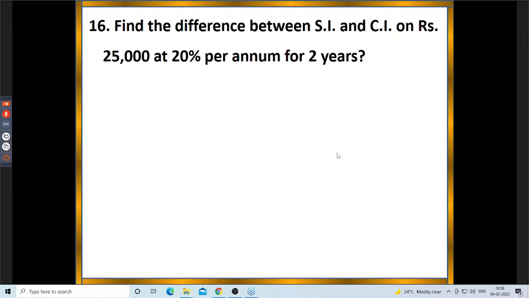Write down method one. First of all, you have to find the SI value. To find the SI value, what is the direct formula? PTR by 100. So P value 25,000, T value, number of years, is 2, and R value is 20. 25,000 into 2 into 20 by 100.